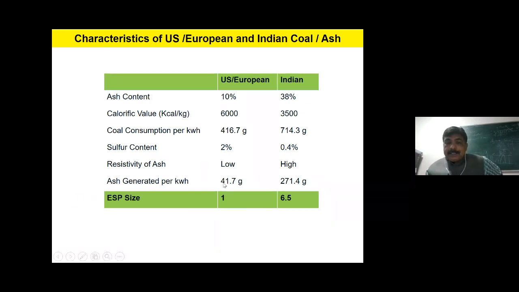Ash generated: they are generating 41.7 gram per kilowatt hour. We are generating 271. So what is the outcome? For the same power generation, if they have 1 electrostatic precipitator unit, we have to employ an ESP 6.5 times larger than theirs. This is the basic difference. Now our new rules have brought very strict control, so this 6.5 has gone double now. So this is all I want to say today.